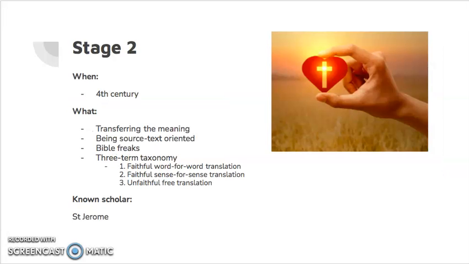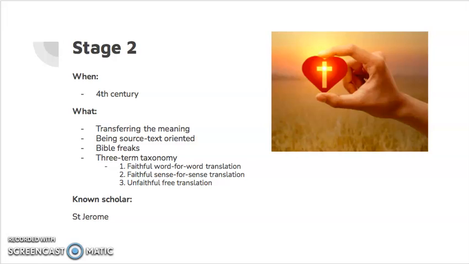The second stage, stage 2. The second stage of translation theory began approximately around the 4th century, where a new focal point was presented, and this was to translate without altering the meaning of the source text, meaning staying as close as possible to the source text.